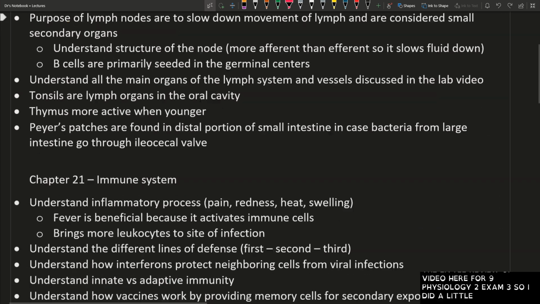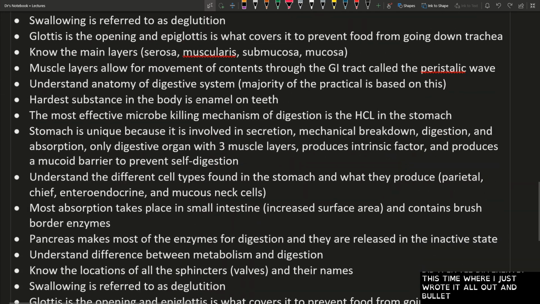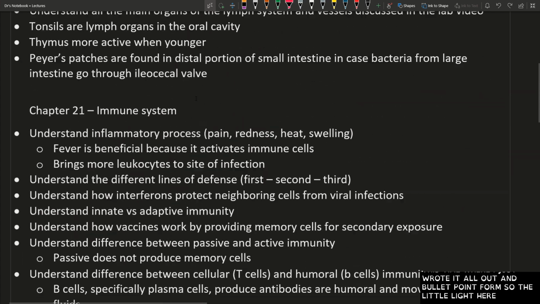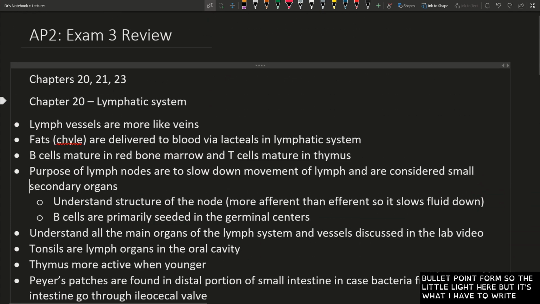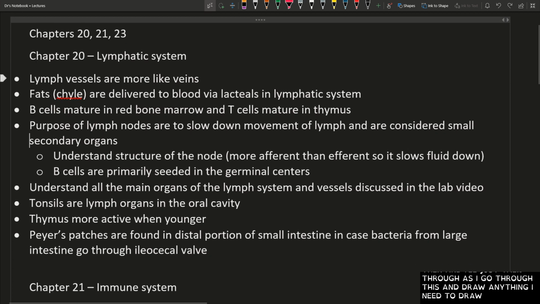So I did it a little differently this time, where I just wrote it all out in bullet point form, so there's a lot here, but it's less I have to write then, and I'll just talk through as I go through this and draw anything I need to draw. Now, I'm not sending out a Word file with this bullet point list on it, so just watch this video and see what you're missing and have that help you figure it out.